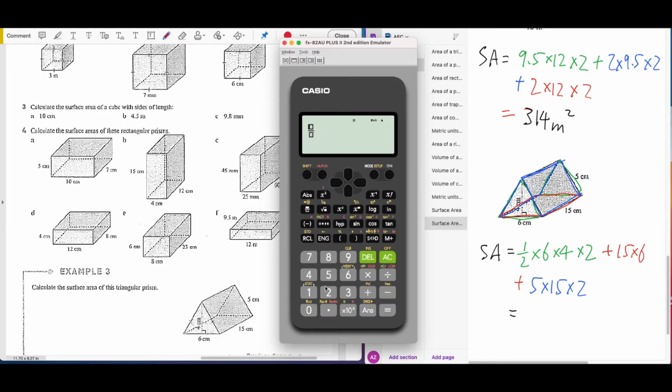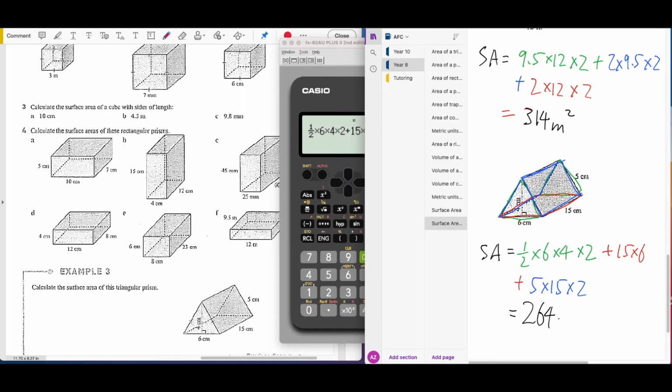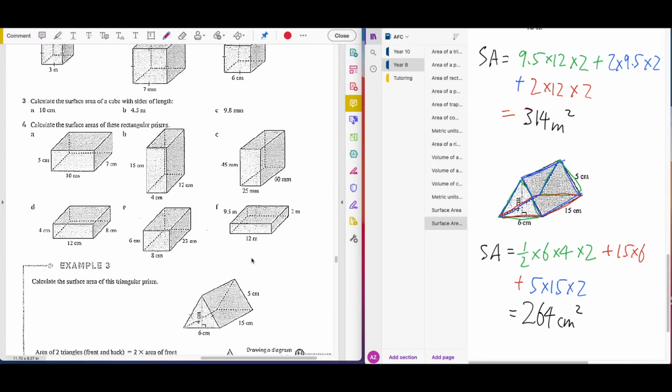So you get half times 6 times 4 times 2. That's the 2 areas of the triangular faces, plus 15 times 6, and this is the base. If you think of this as a tent, then the 15 times 6 is the base of the tent, plus 5 times 15 times 2. You can say these are the 2 roofs of the tent, if you want to think of it that way. And this should give you 264. Now the unit should be square centimeters. And let's check if this is the same answer as what they have here.